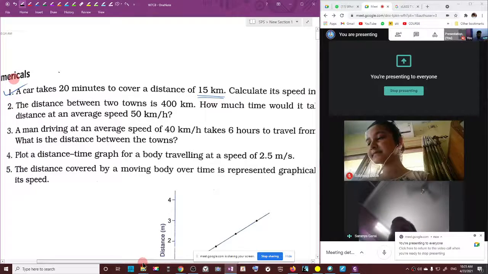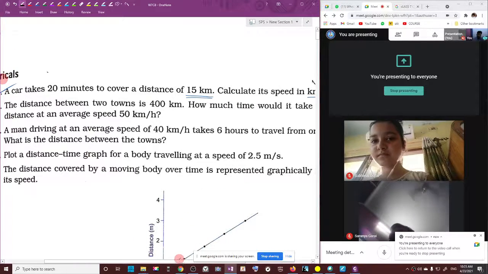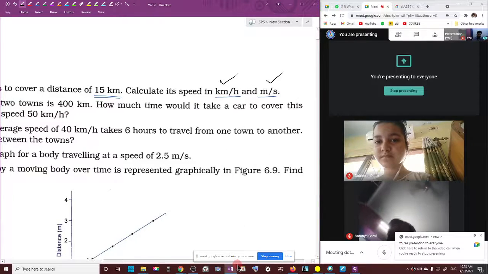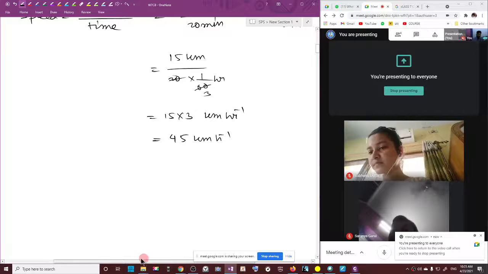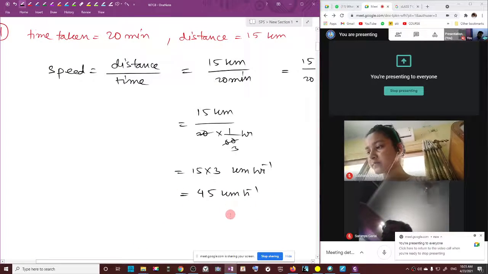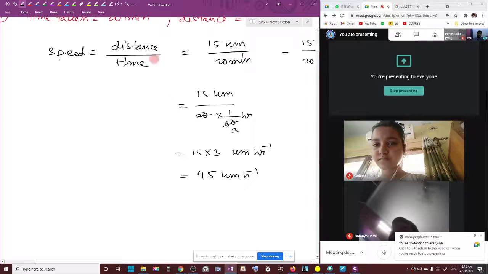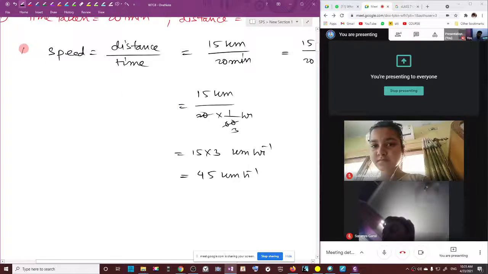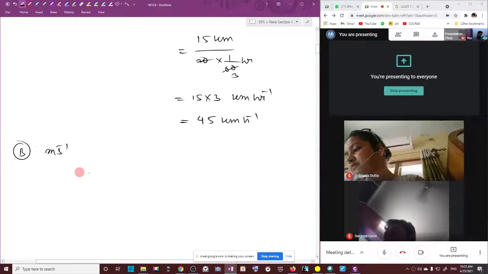The next part says in meter per second, so we will do it in meter per second. We can go from here or from the first page, we have both options. Suppose we go from the start: this is part A, that is in kilometer per hour, and this is part B, that is in meter per second. Let us go with part B.